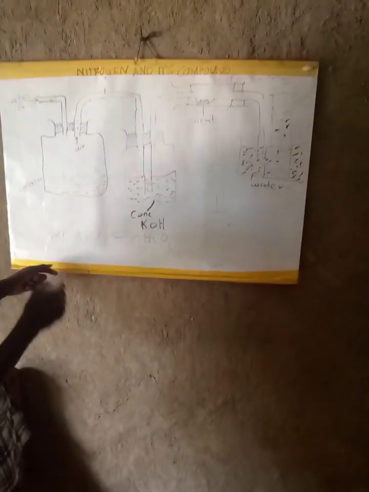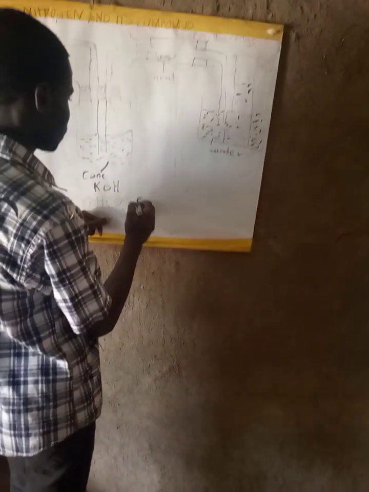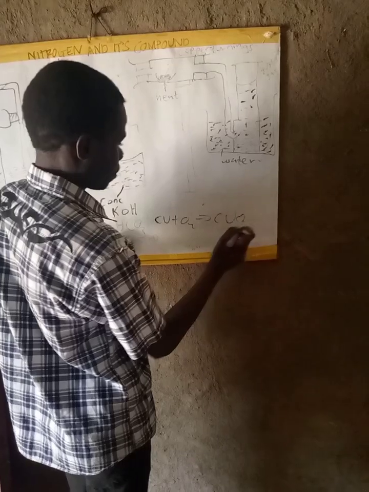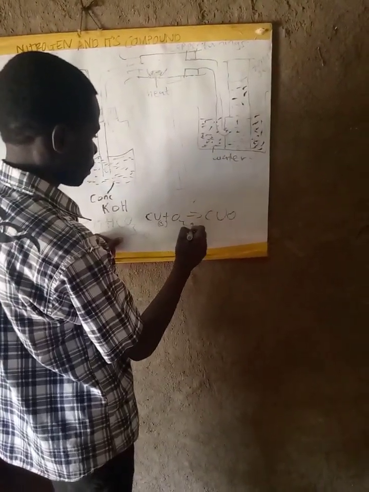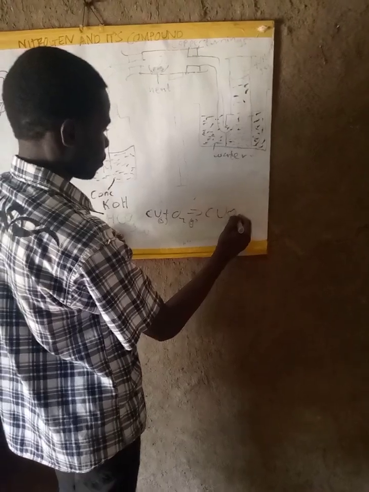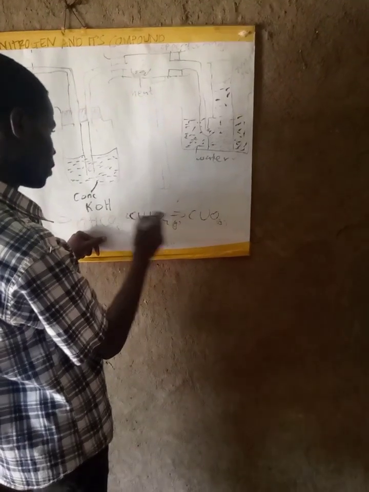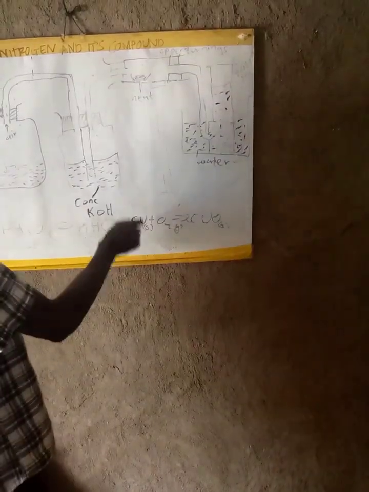The equation you write is the equation between copper and oxygen. Copper plus oxygen gives copper(II) oxide. Copper is solid, oxygen is gaseous, and copper(II) oxide is solid. Here is 2, here is 2. The equation is balanced. This is the equation that occurs in the combustion tube.